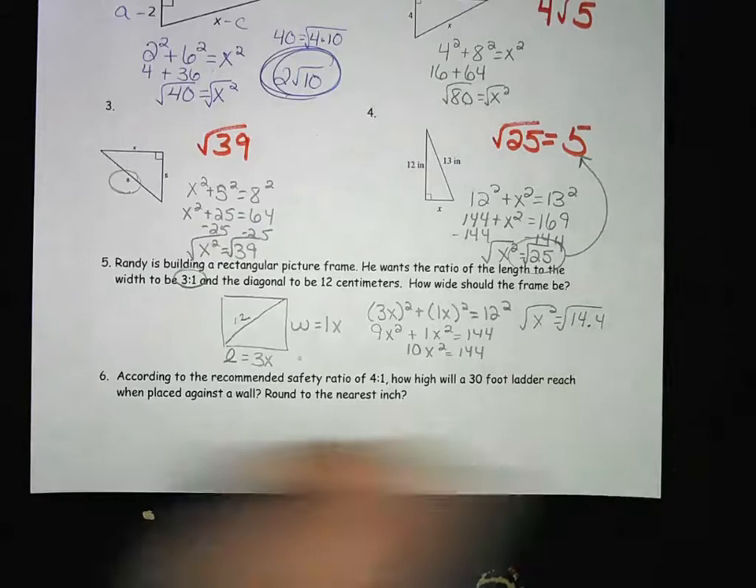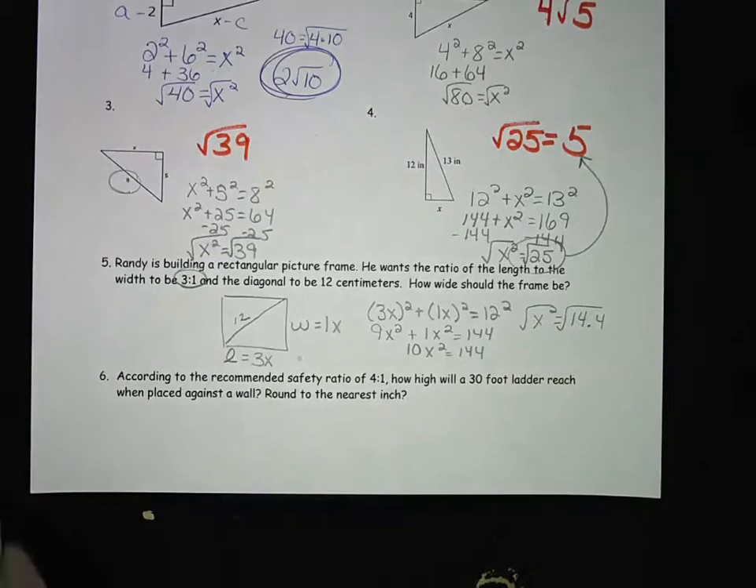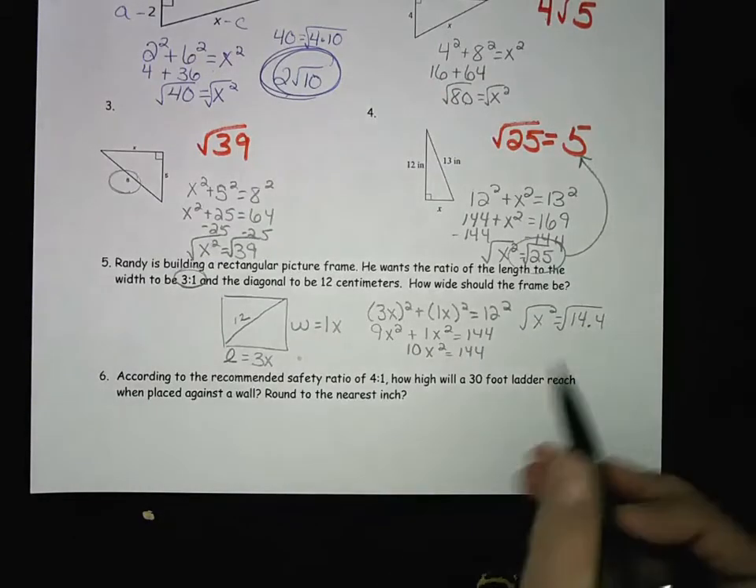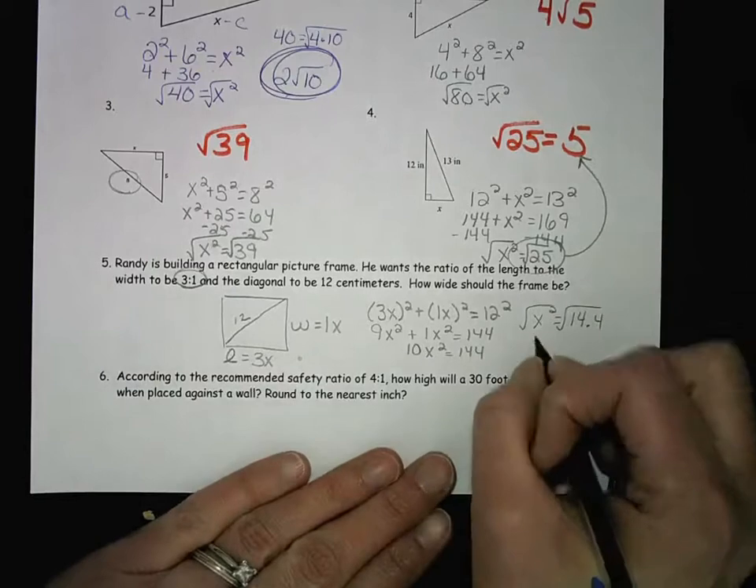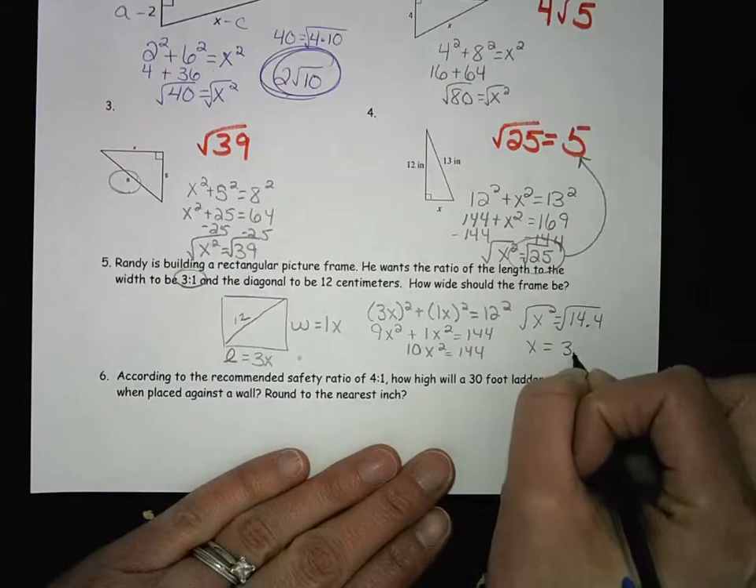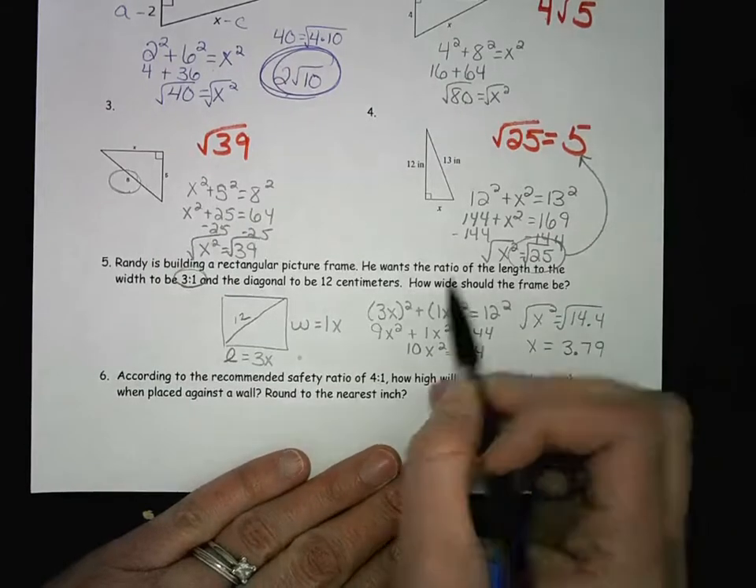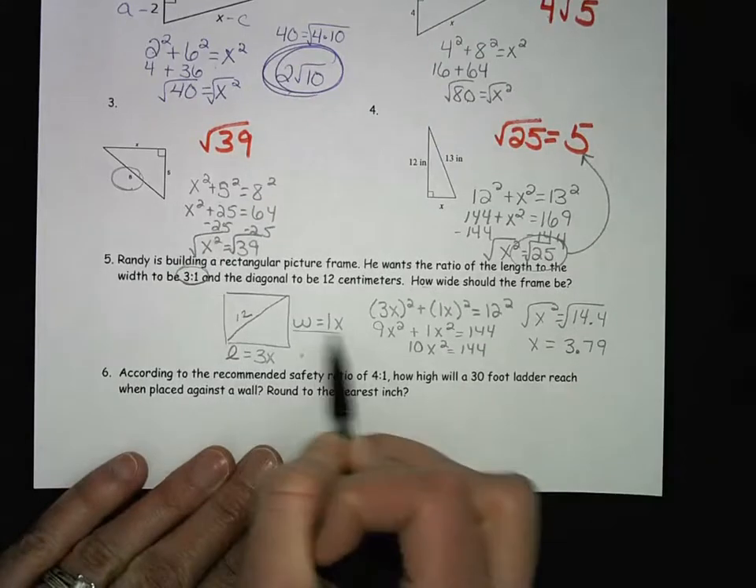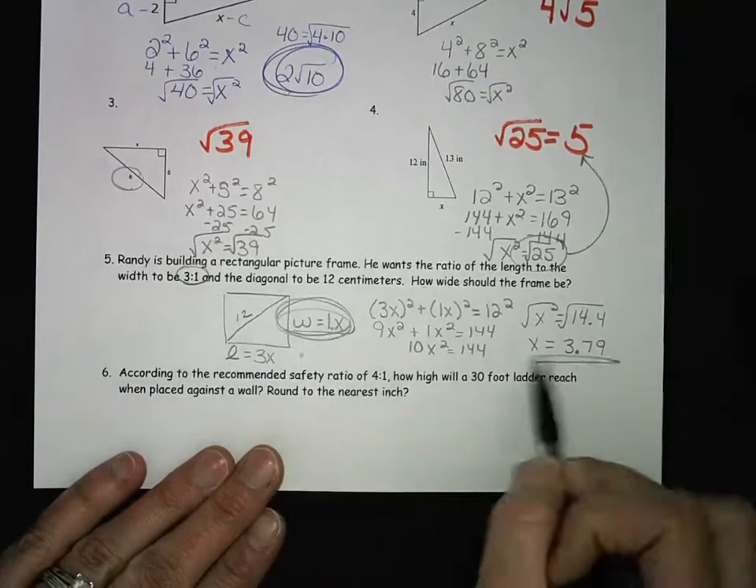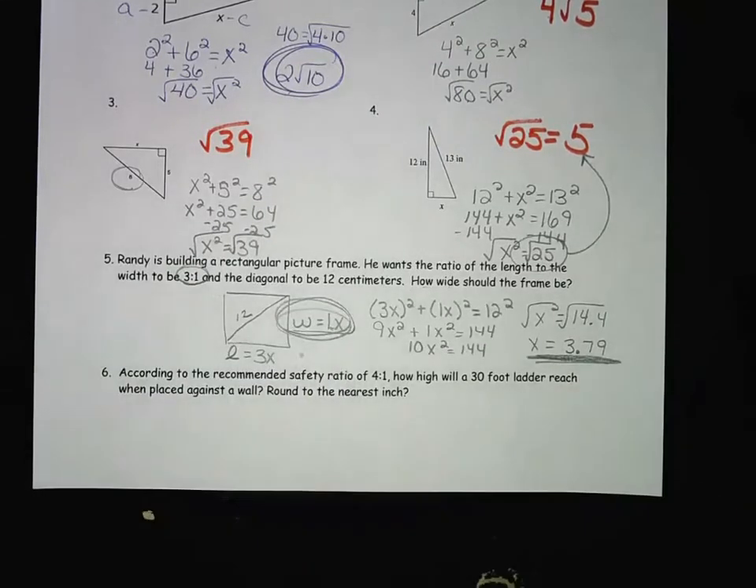Now because this is a decimal, we would have to put it back in decimal form, because you couldn't leave it in radical form. So then x would be about 3.79, and it says how wide. Well, that is the width. It's just 1x. So this would be your answer right there, 3.79. So why don't you try number 6?